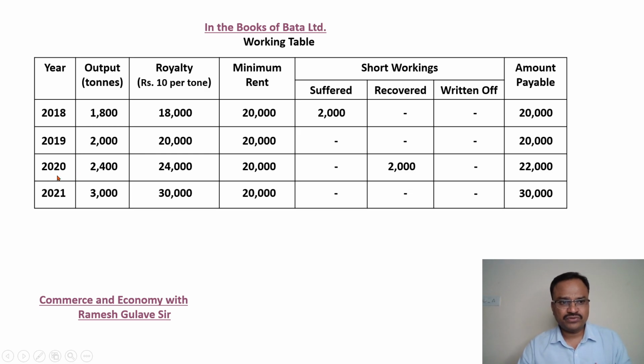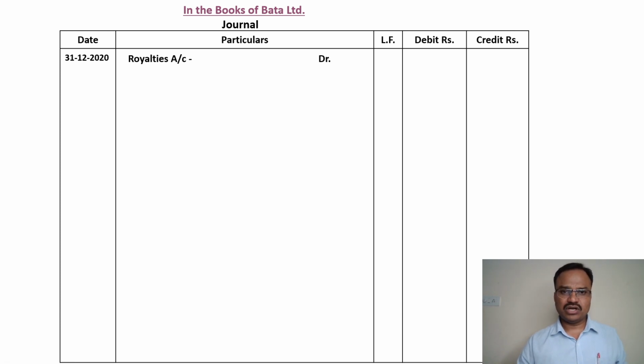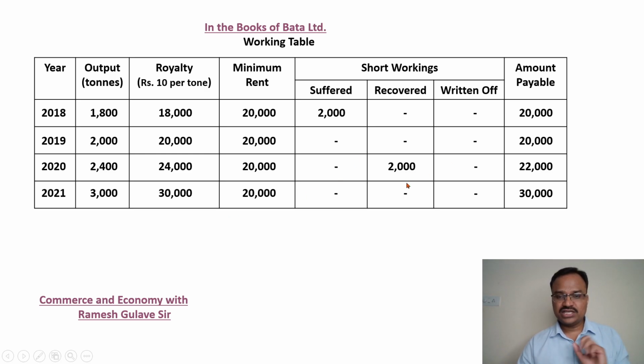And here the next year is 2020. Okay, for 2020 output is 2,400 units, royalties 24,000, and minimum rent 20,000. Here we have recovered the short workings. Okay, so now let us pass the journal entries for the year 2020. For 2020 the first entry is related to the royalties. So here the amount of royalty account debit 24,000. Okay, in this year we are going to recover the short working.